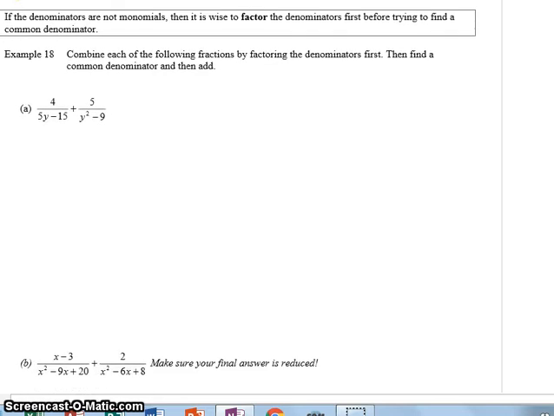Alright, moving on to 18. Things are getting a little complicated now. They're not monomial denominators, so you have to factor. Okay? So, this GCFs to 5 on the outside, y minus 3. This one is y plus 3 and y minus 3. It's a DPS.